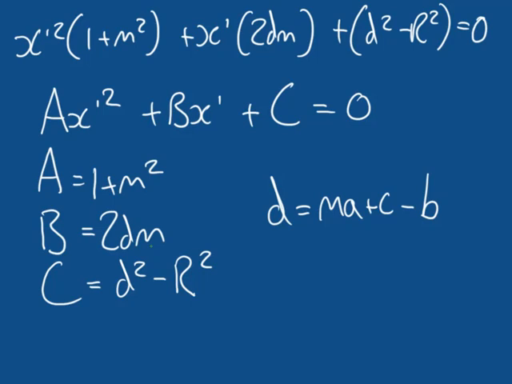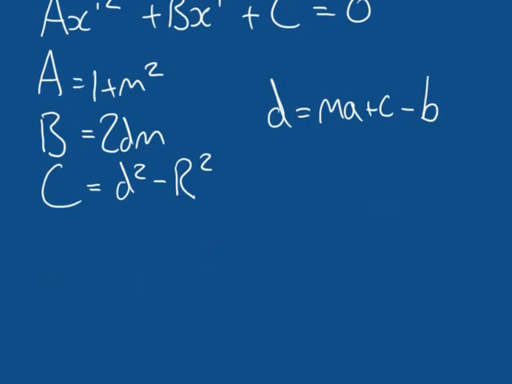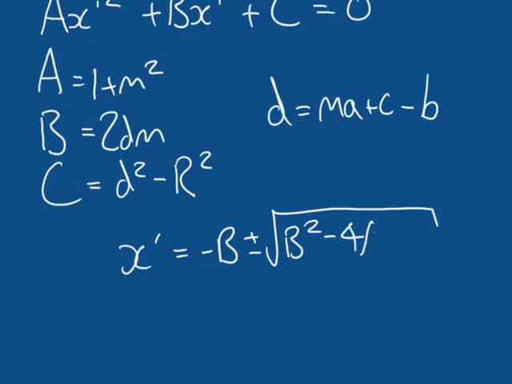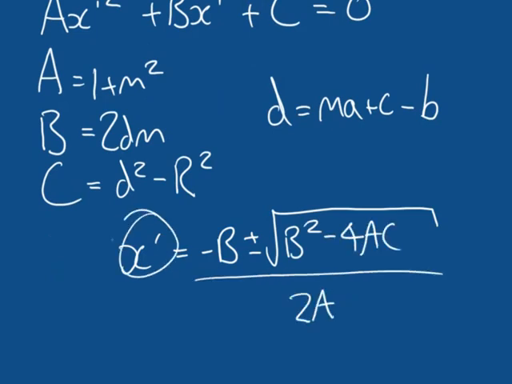So given values for m, c, a, b, and the radius of our circle, we can now solve for the points of intersection as we did before. But we must remember, of course, that we are currently solving our quadratic formula for x'. The formula is going to be that x' is equal to minus B plus or minus the square root of B squared minus 4AC all over 2A. We're solving for x'.